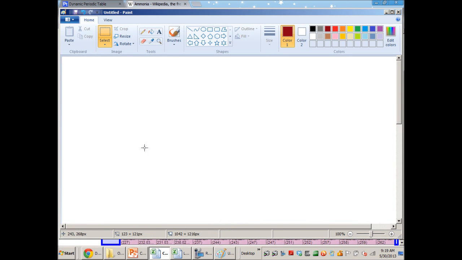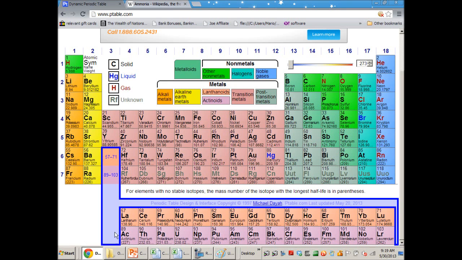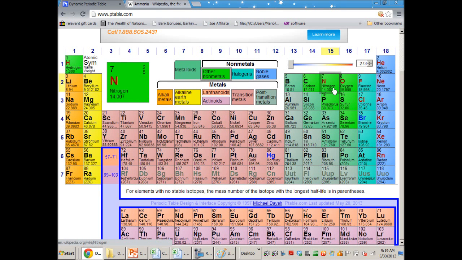Let's do N3 minus. Okay. So this is the azide ion, and we are going to go through and figure out the Lewis structure for this. So all the azide ion has is nitrogens. So how many valence electrons does nitrogen have? 7 or 5? 5, right.